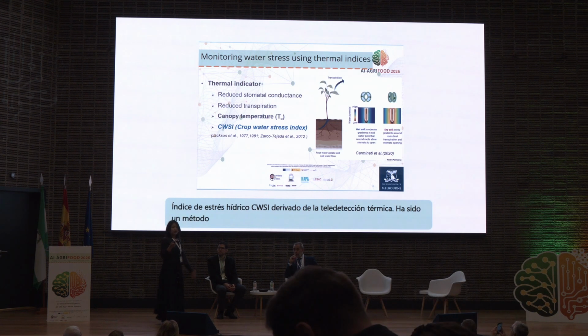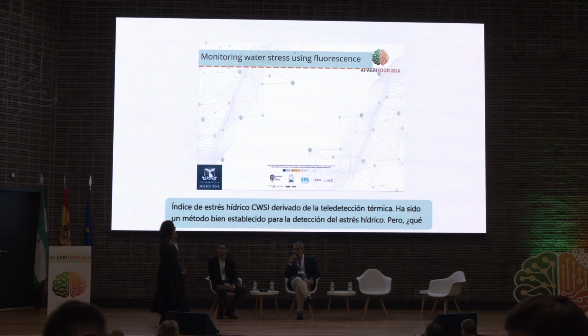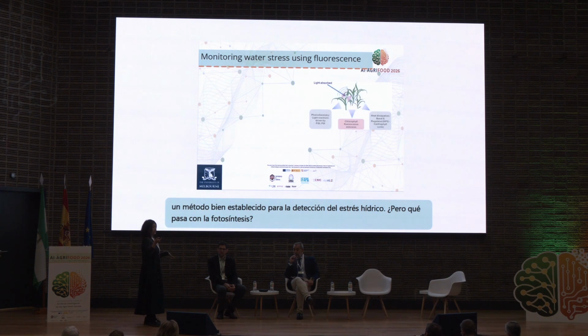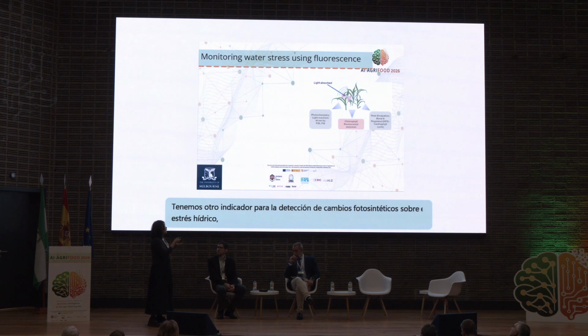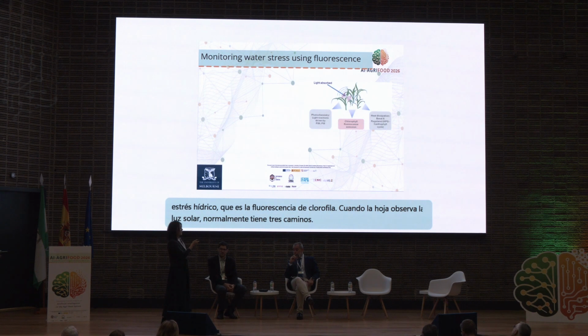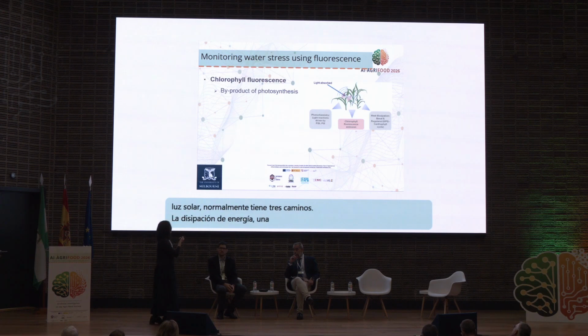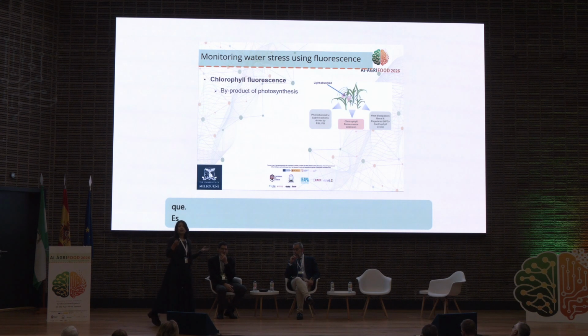But what about photosynthesis? Well, we have another indicator for detecting photosynthetic changes under water stress. That is chlorophyll fluorescence. When the leaf absorbs sunlight, it usually has three energy dissipation pathways. One of them is chlorophyll fluorescence. So it is a byproduct of photosynthesis, and we can use it to indicate photosynthetic functioning.